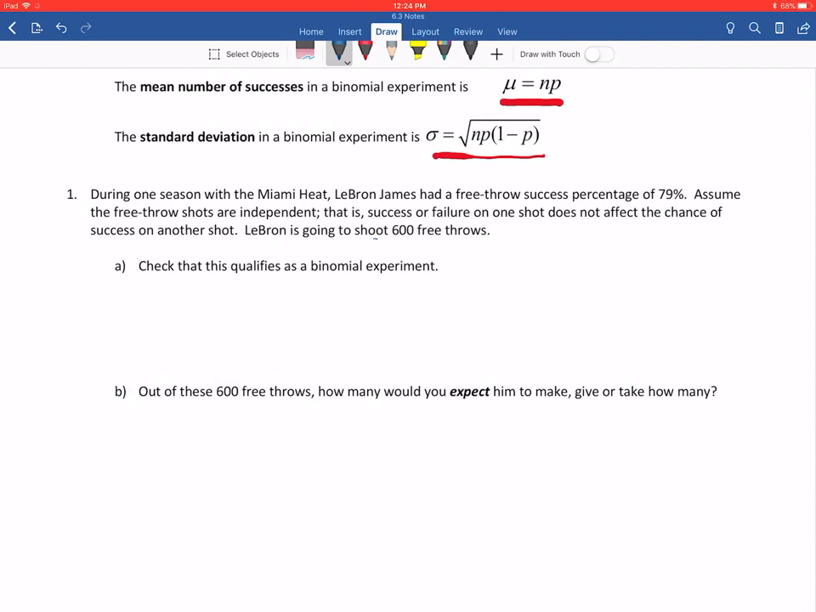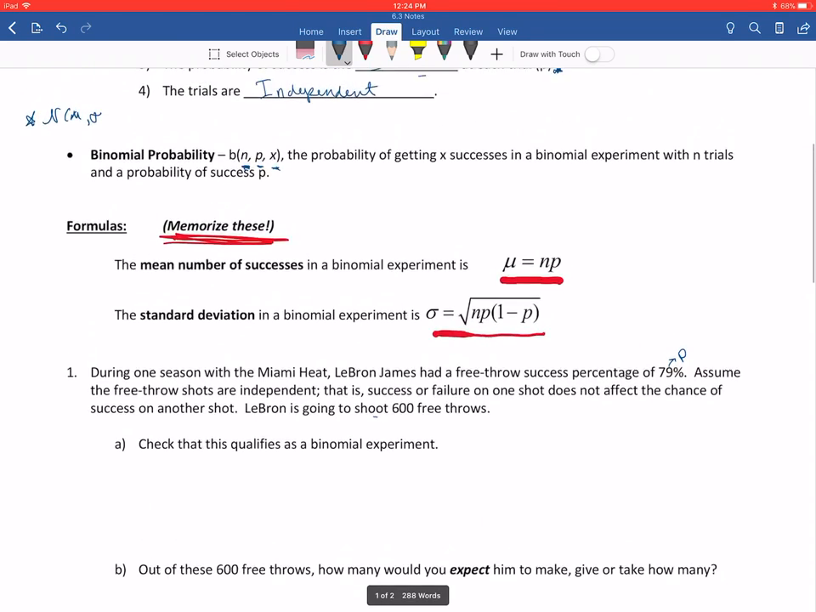For our example, during one season with the Miami Heat, LeBron James had a free throw success percentage of 79%. So I already see here's my p. This was his probability of a success. It says assume the free throw shots are independent, meaning the success or failure on one shot does not affect the chance of success on another shot. LeBron is going to shoot 600 free throws.